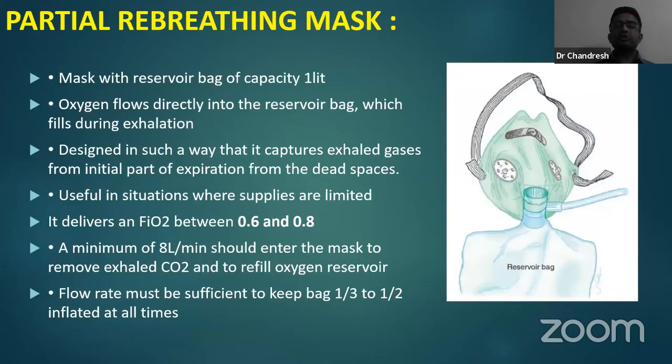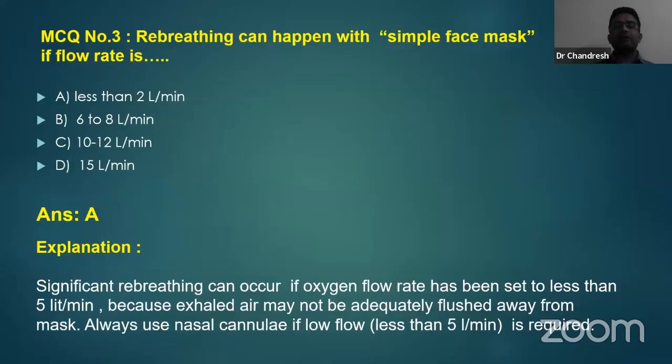Useful in the situation where supplies are limited. If you're transporting the patient and if you think that the oxygen cylinder might be half or will empty sooner, if the patient's oxygen requirement is more, you can put this mask so that every time the patient rebreathes, the amount of oxygen used can be saved. It delivers an FiO2 between 0.6 to 0.8, almost up to 80%. We are talking about partial rebreathing mask.